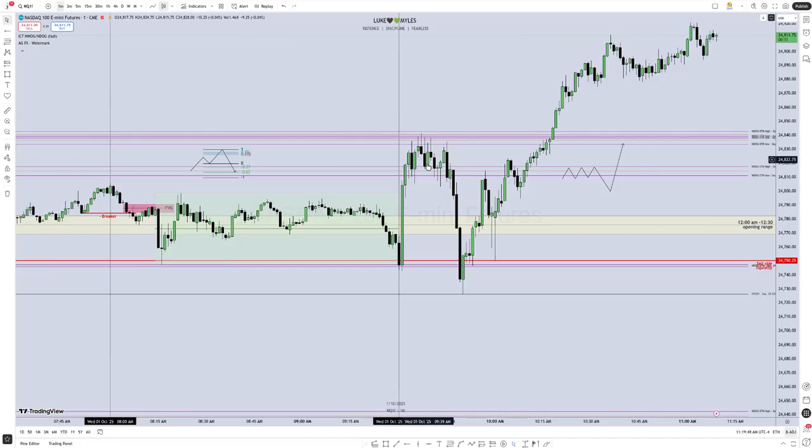This is all manipulation. Wicks are manipulations. The moment we close below the new day opening gap, that would be my execution when we come back into that range that failed to close below, and we drop lower into that low. So that would be it.